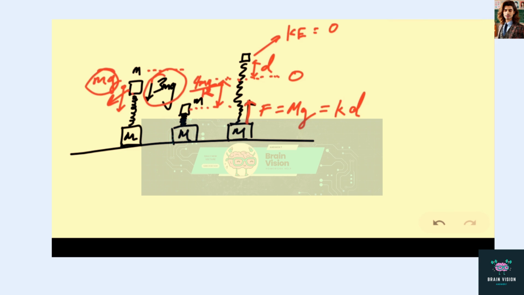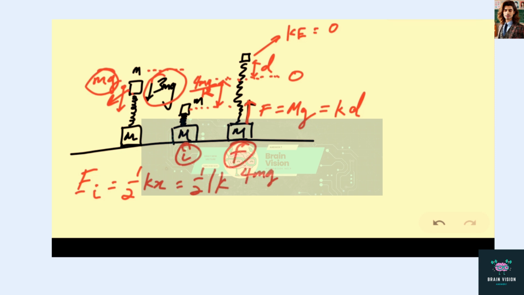At this point, we're going to write down the equations that govern the conservation of energy. I'm going to use this as our initial state, and this is our final state. The total energy in the initial state will just be half kx squared due to the compression, and it's half times k times (4mg over k) squared. This is our initial energy, which is just fully elastic.